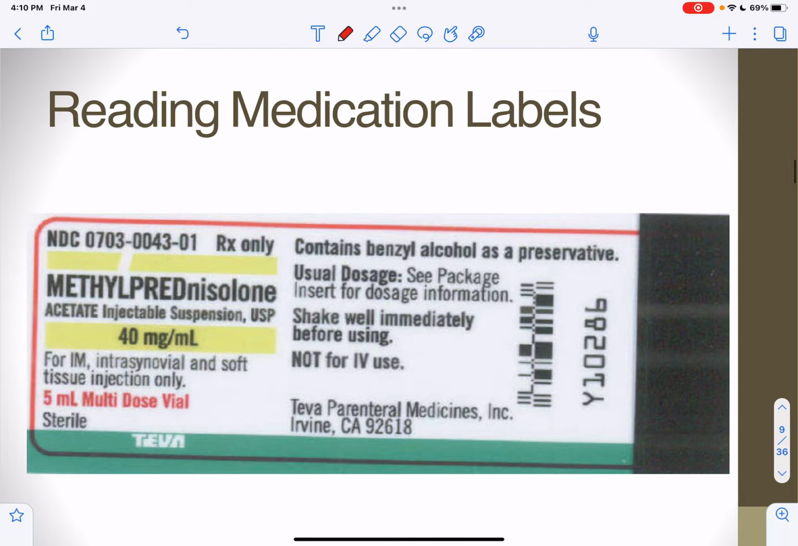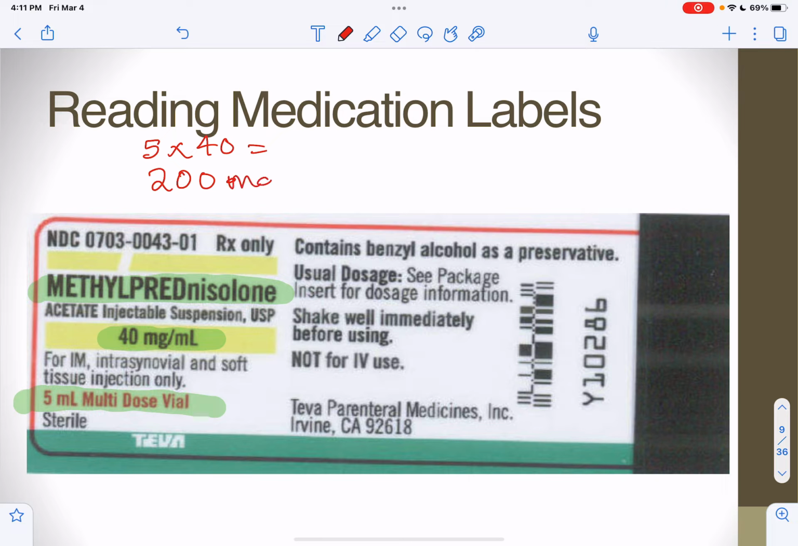So that's how many milligrams is in this whole vial, which is good to know, right? Okay, so this one right here, methylprednisolone, right? That's the name of the drug, injectable. It has 40 milligrams for each milliliter. And this vial is a multi-dose vial with 5 milliliters in it. So 5 times 40, right? That's how many milligrams are in the whole vial. So it's always good to know, right? 5 times 40, there's 200 milligrams in the entire vial.